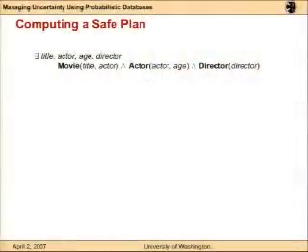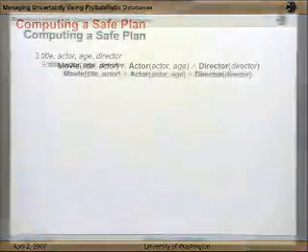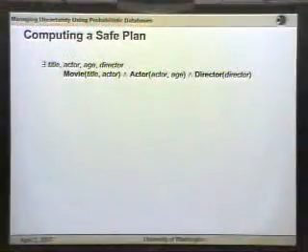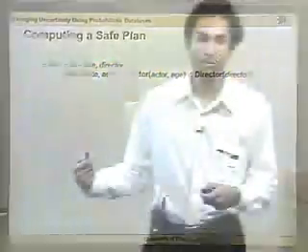And what do you do if the query does not have any safe plan? Let me answer the first question first. So given any query, how do you compute a safe plan? And for this, you need to express the query in the conjunctive form.